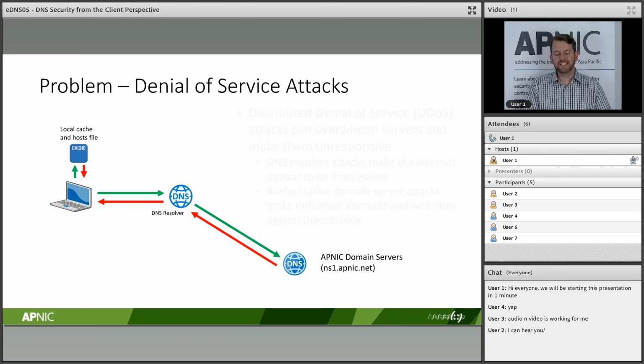If the DDoS attack is then attacking the authoritative name server, so in this example here, ns1.apnic.net, if that server is overwhelmed and can't return valid responses, then it will appear that that entire domain is offline. So attacking different types of DNS servers will have a different view from that client perspective, but one way or the other, this is definitely impacting the availability of these services and the access of the client computer to those services as well.